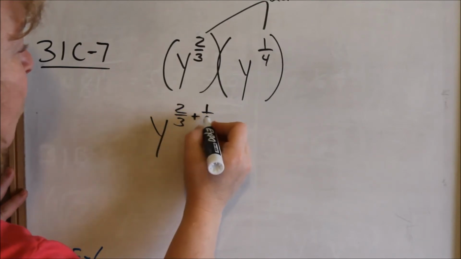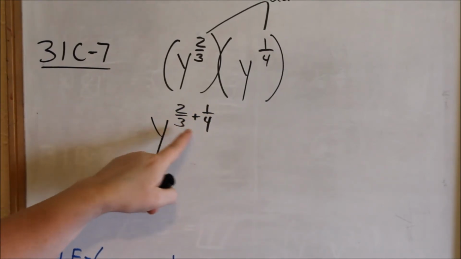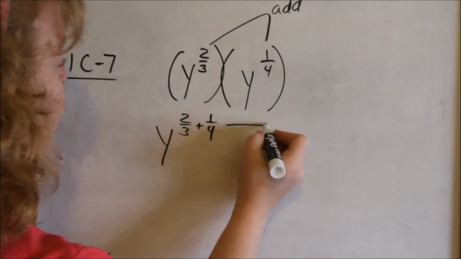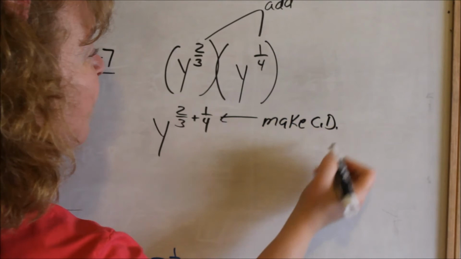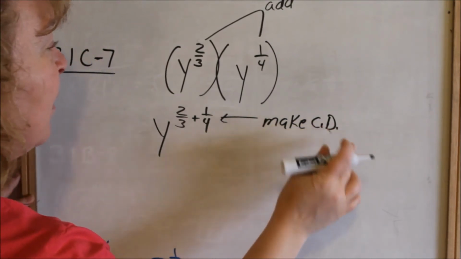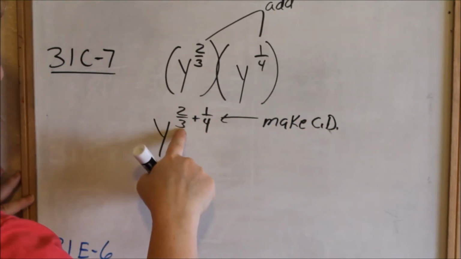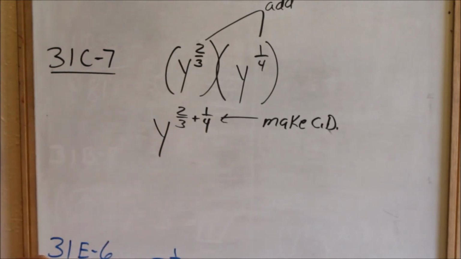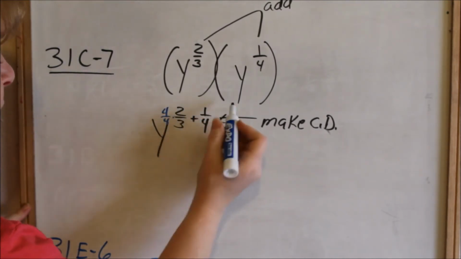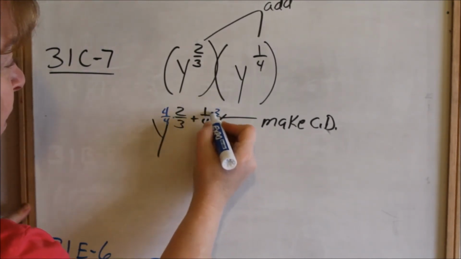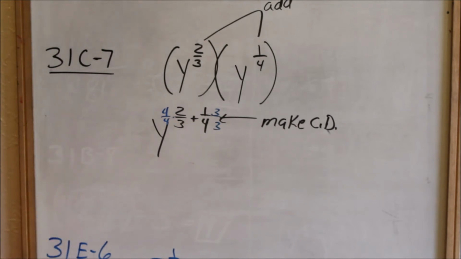2/3 plus 1/4. What do you do when you add fractions? Make a common denominator. Do not forget that. Make a common denominator. I just write CD. So we need a common denominator. What is our common denominator going to be? 12, which means we need to multiply this fraction by 4, and we need to multiply this one by 3 in order to get a common denominator.